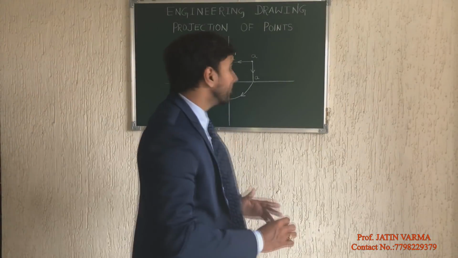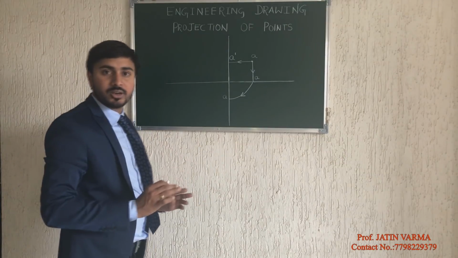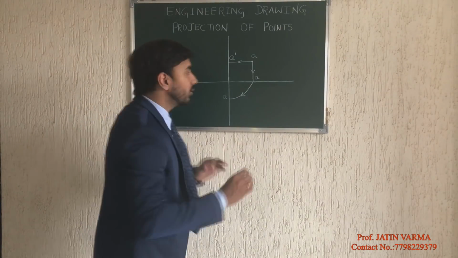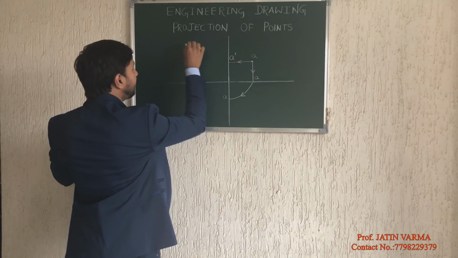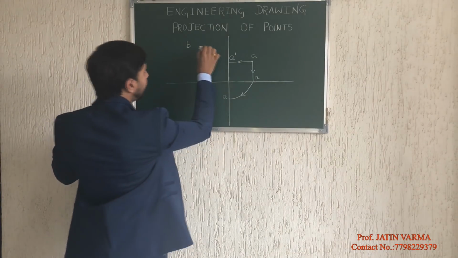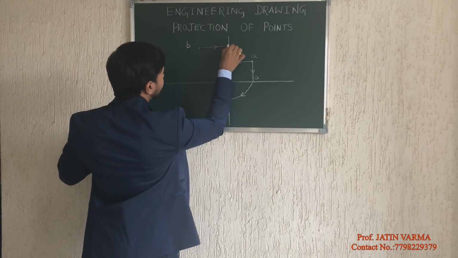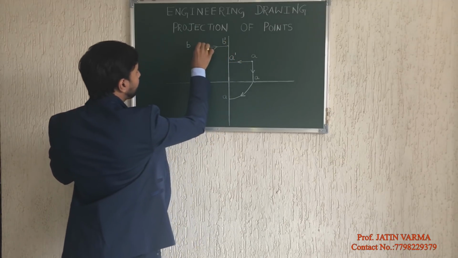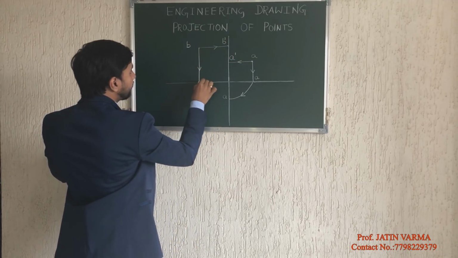Further, we'll be going for the other quadrants and the points in different quadrants. Suppose I take point B over here. This becomes B dash because this is the front view. This becomes B because this is my top view.